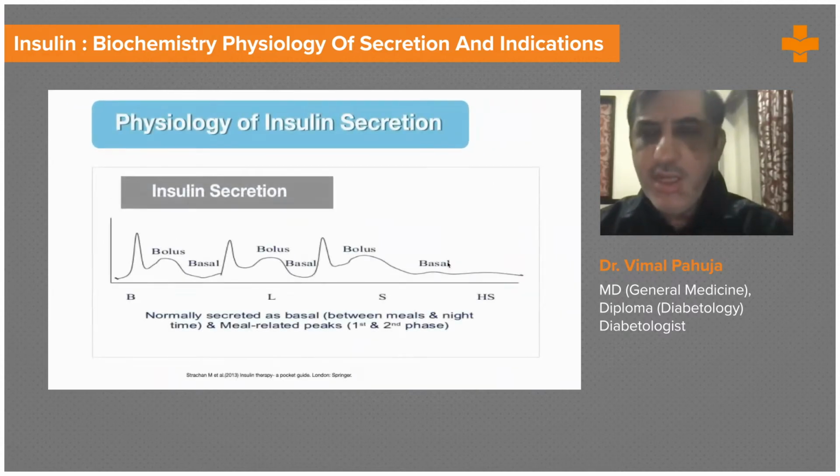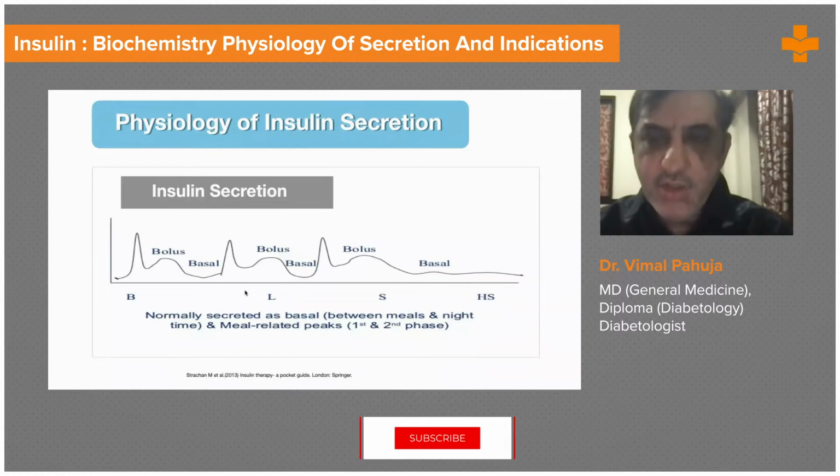Physiology of insulin secretion, very simple. The insulin is released in the form of pulses. So it will keep releasing intermittently, and this is called basal insulin. So we all are releasing basal insulin, right? The insulin which is regulated slowly, which is released throughout the day in the form of pulses, between the meals and also at night, is very important to keep insulin secretion on the higher side.